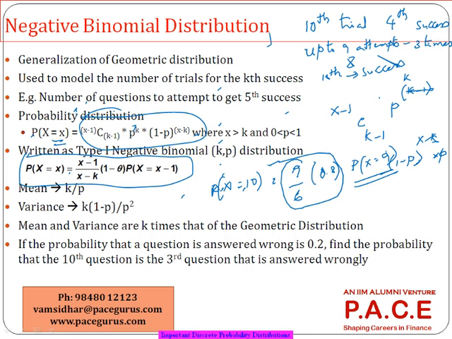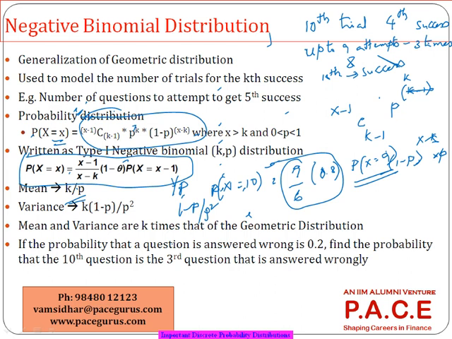So, the mean is, because this is a generalized case of geometric, the kth success. In geometric, we said the mean is 1 by p. Here it is k by p, because it's a generalized form. Kth success; geometric was first success. So, the mean and the variance are same as the geometric, only instead of 1, we are using k. K into 1 minus p by p squared. In the geometric case, the variance was 1 minus p by p squared. Here it is k into 1 minus p by p squared.